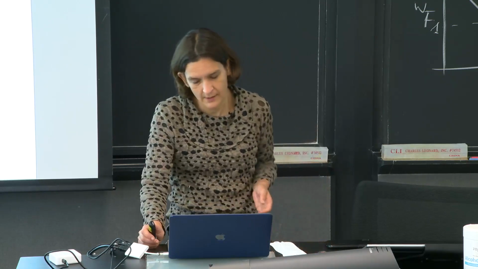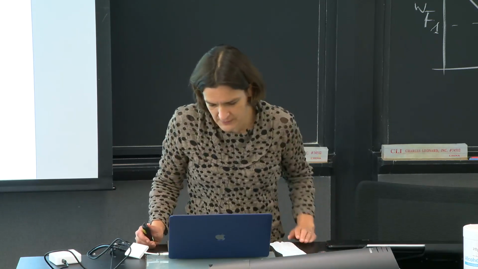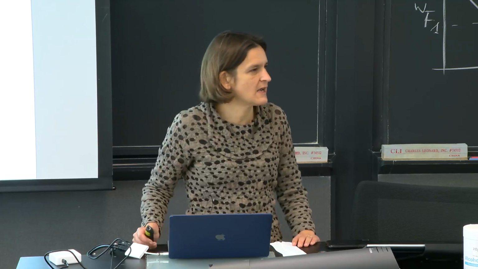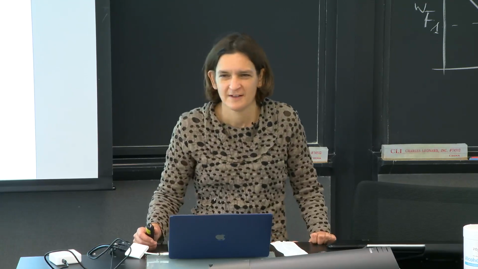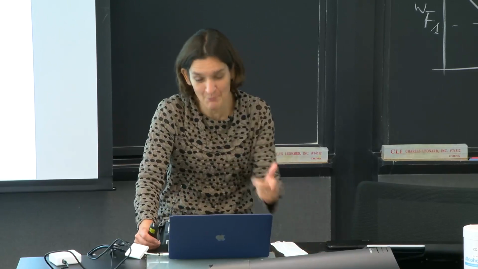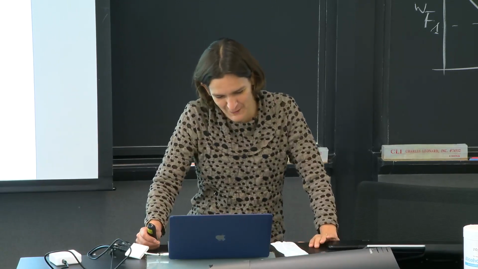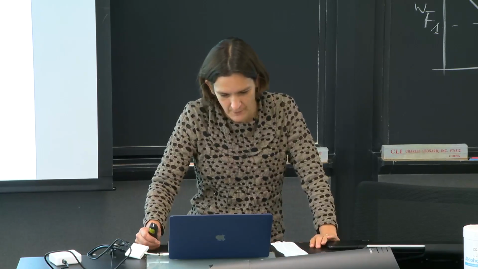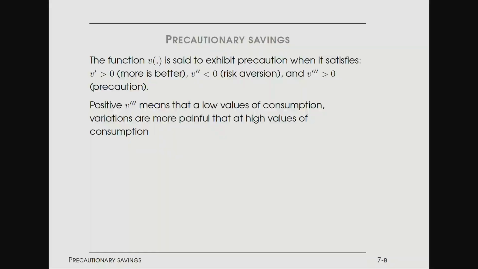I do think there is something on the fourth derivative being negative, which is called temperance, but I forget exactly how it interprets in words. But I do think there is one more that people have been thinking about. So exactly like Kailash said, a positive third derivative means that at low values of consumption, the variations are more painful than if you are starting at high values of consumption.